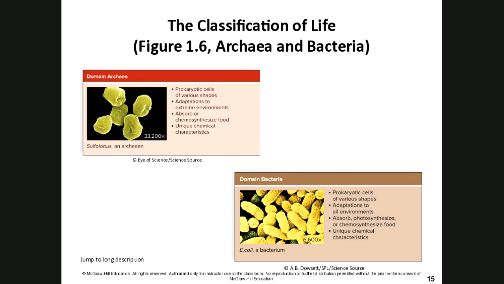So here we have the domain Archaea, and if you look at the word, you can see archaic or old in there. We believe them to be the oldest living organisms on our planet. They are prokaryotic cells, which means they don't have a nucleus, and they are very small. They can adapt to very extreme environments like hot springs. They can live in really hot temperatures. They can live in really salty places where most living organisms cannot live.